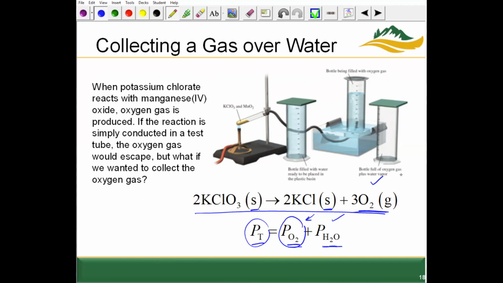So I'm going to include an animation here just as one application of Dalton's law of partial pressures, so that'll be included at the end.